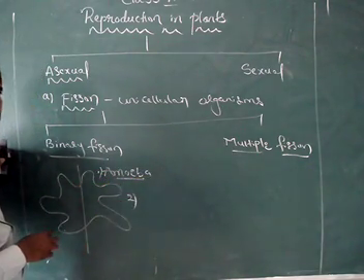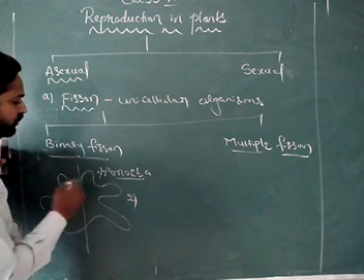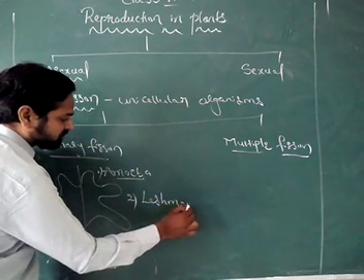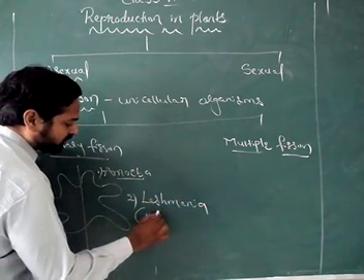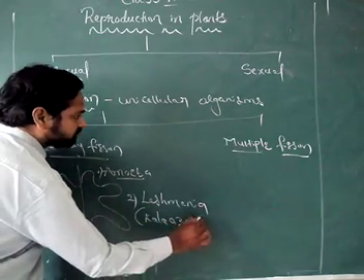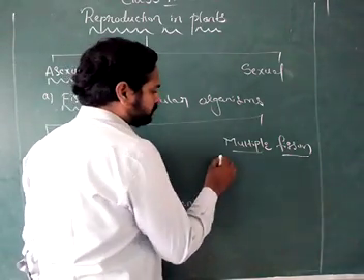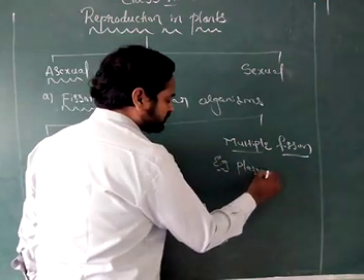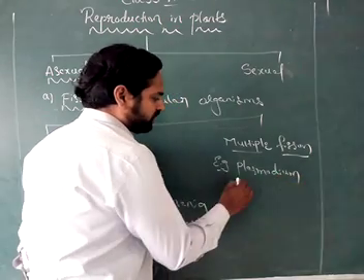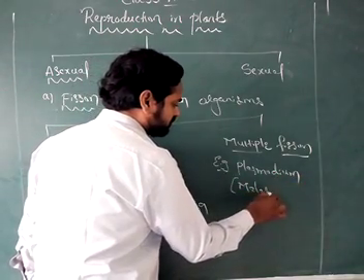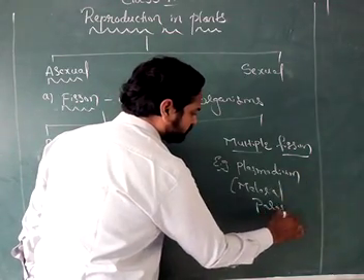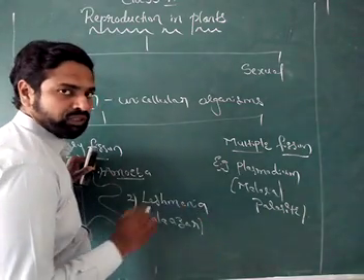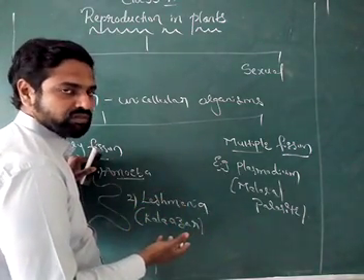Another example of a unicellular organism that shows binary fission is Leishmania. Leishmania is commonly called as Kala Azar. Next, multiple fission. This multiple fission is seen in the unicellular organism Plasmodium. It is called as malarial parasite, where the Plasmodium divides into many plasmodiums.